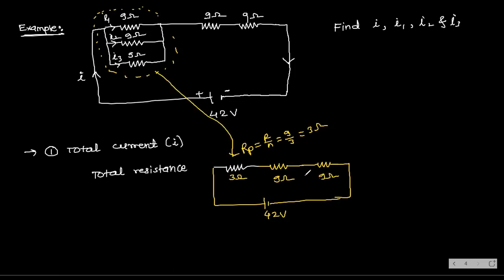Now this is 3 ohm, 9 ohm, and 9 ohm. So what is the total resistance? All are in series. As all are in series, RT is equal to 3 plus 9 plus 9, which is 21 ohm. And therefore I is equal to 42 by 21, which is equal to 2 ampere. Yes, Charanjit, your answer is right.